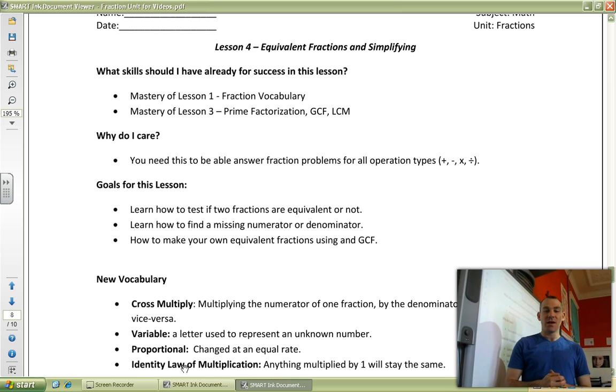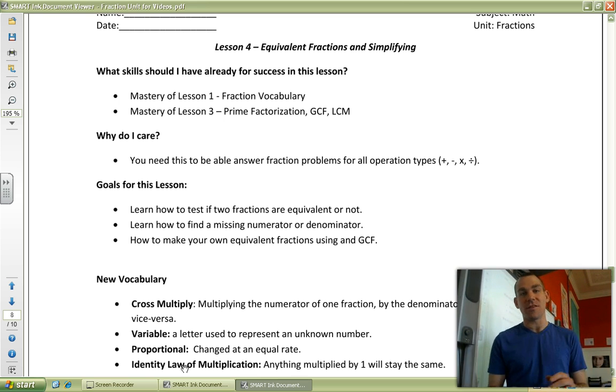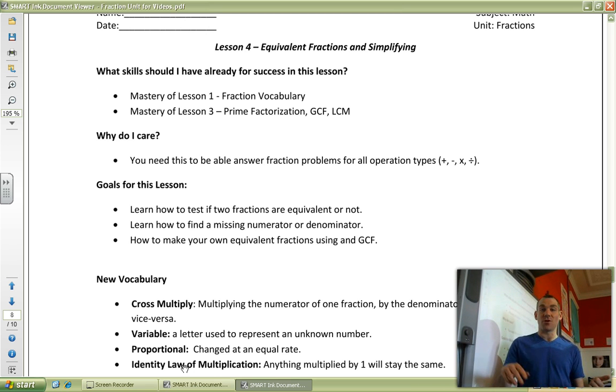And then proportional. Things are proportional when they change at the same rate, and you'll see what that means a little bit later. And then finally, the identity law of multiplication. This is kind of the duh math teacher moment, when we say that anything multiplied by 1 will stay the same. It seems ridiculous that we have a whole law for that, but it's really helpful for algebra and for this. So let's make it happen.